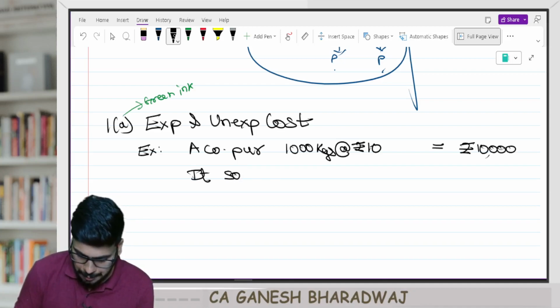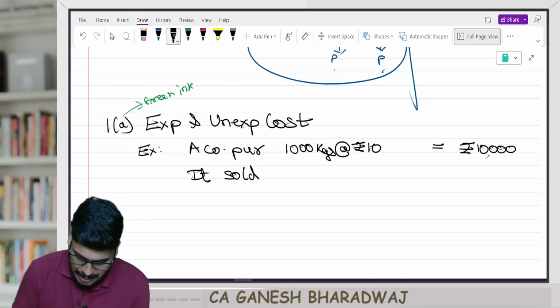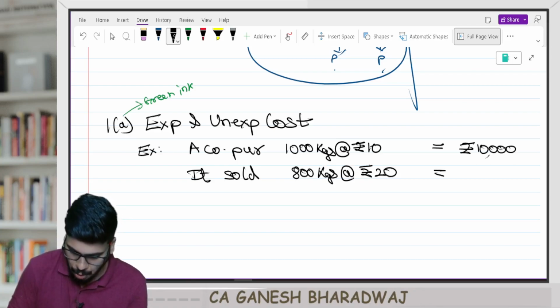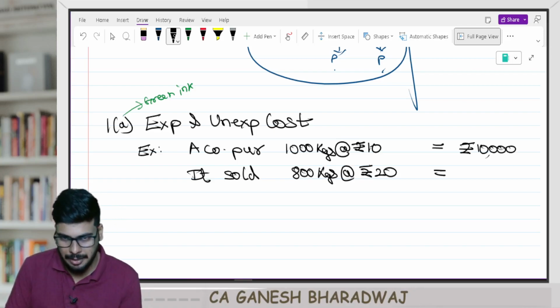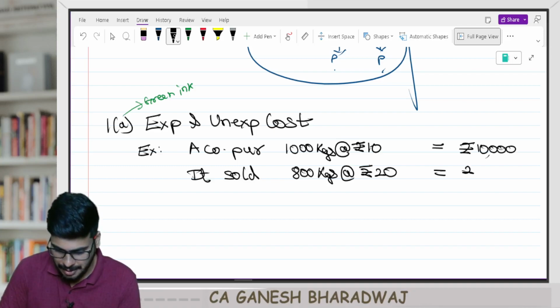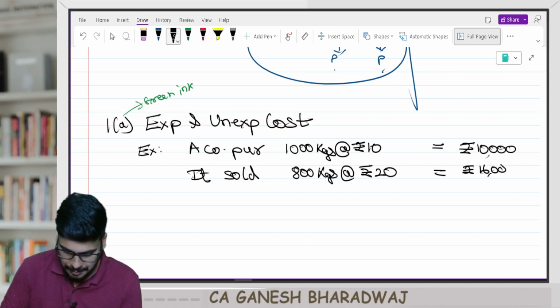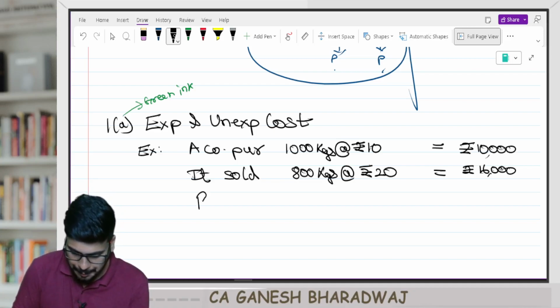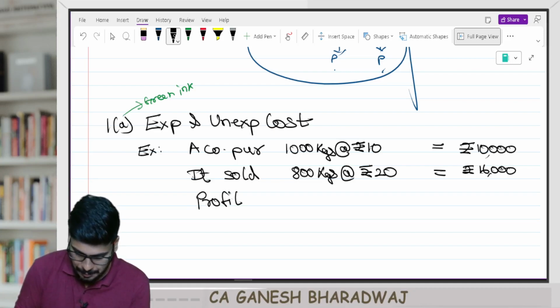It sold 800 kgs at the rate of rupees 20. How much is it? You need a calculator? No calculator, don't touch it unnecessarily. How much is it? 16,000. Right? Leave a line gap and write down profit.